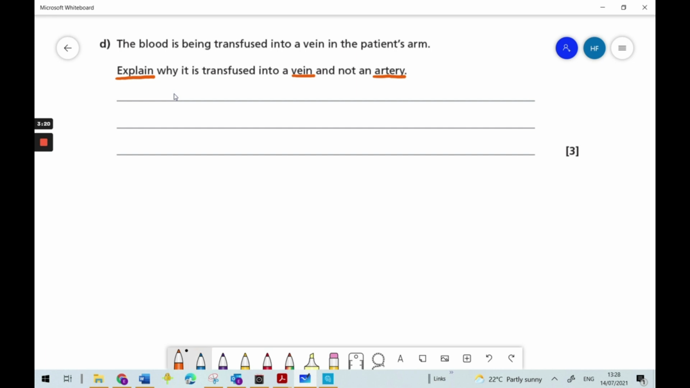So I'm going to start my answer and I'm going to write: veins carry blood at a lower pressure, and so blood can be transfused without being lost.